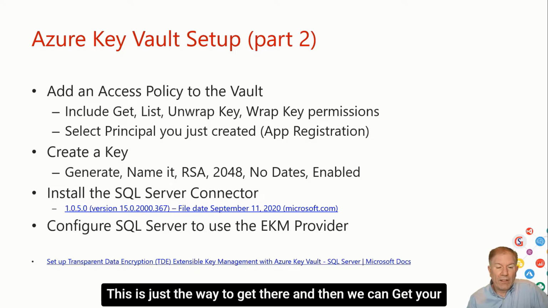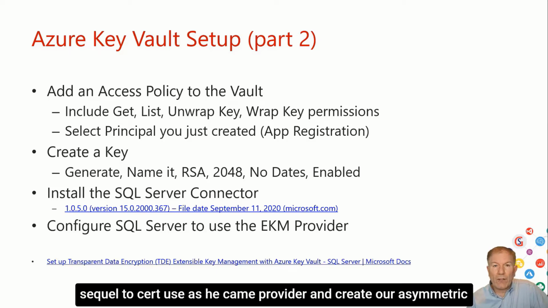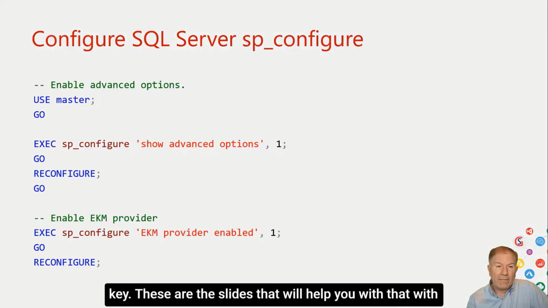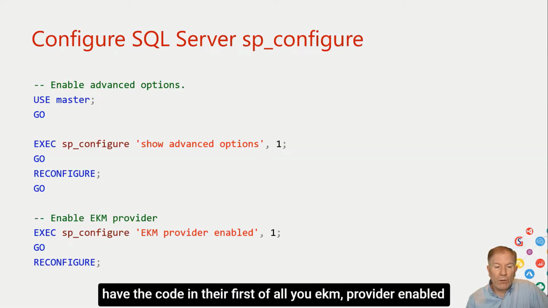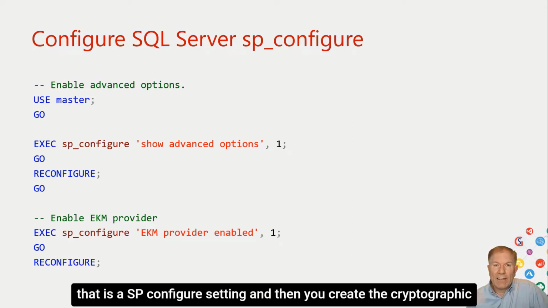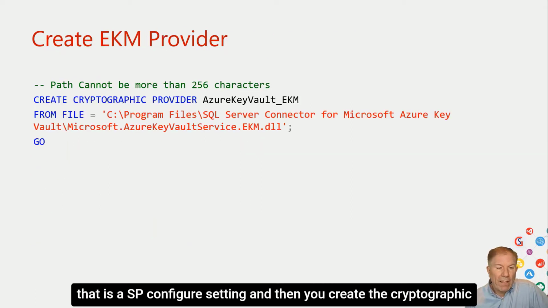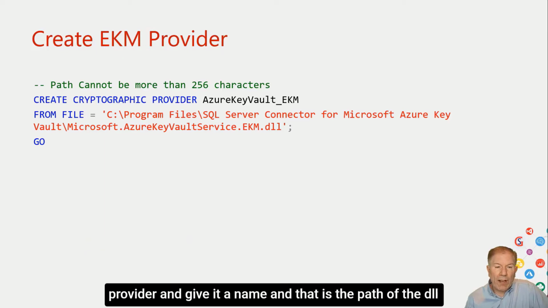And then we can configure SQL to use this EKM provider and create our asymmetric key. These are the slides that will help you with that, with the code. So if you just get the slides and don't get the demo, these have the code in there. First of all, you enable the EKM provider. That is an sp_configure setting. And then you create the cryptographic provider and give it a name, and that is the path of the DLL.